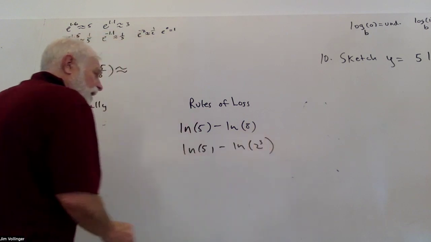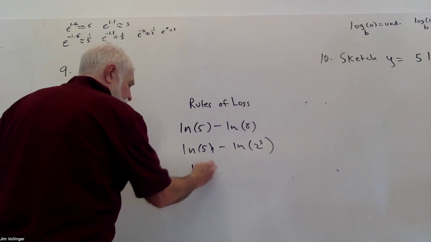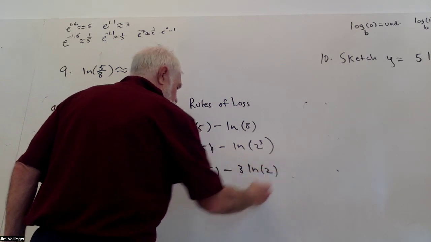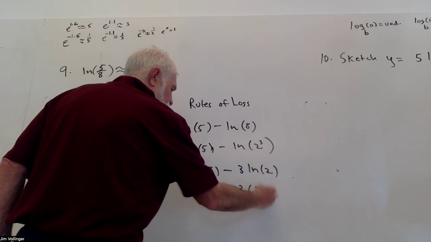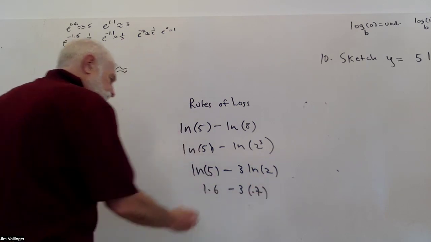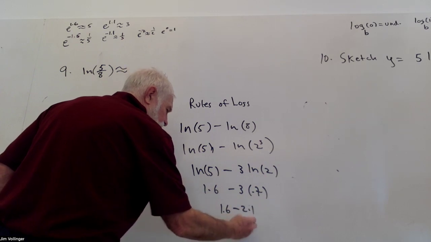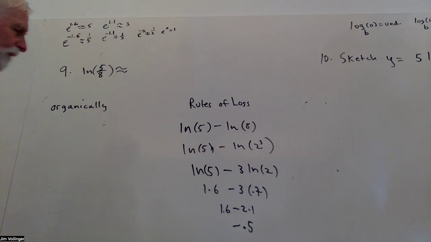Power to power implies multiplication of a different sort. ln of 5 minus 3 ln of 2. Now we convert that to 1.6 minus 3 times 0.7, and that's 1.6 minus 2.1, which is negative 0.5. All right. So negative 0.5, really? 0.5 is a half, which means I'm taking a square root of e.